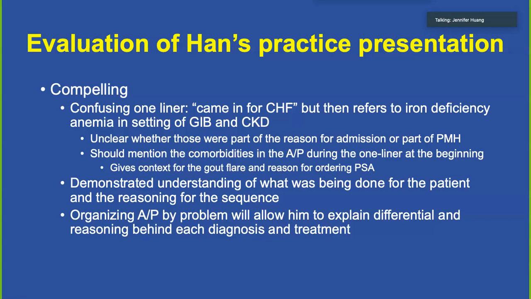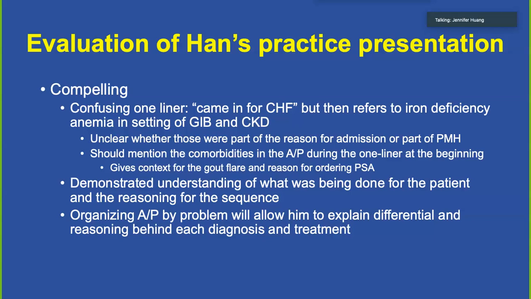So it was unclear whether those were part of the reason for his admission or part of his past medical history or both. It could have been better instead to say 84-year-old male with a history of CHF, CKD, gout, and treated prostate cancer, presenting with shortness of breath and a new iron deficiency anemia. So that also, as Leora had mentioned, by the time that he gets to the physical exam or the labs or the assessment and plan, we are not surprised by any of the new information such as the tophi or ordering the PSA. And so that would give context for when he gets to that part of the presentation.